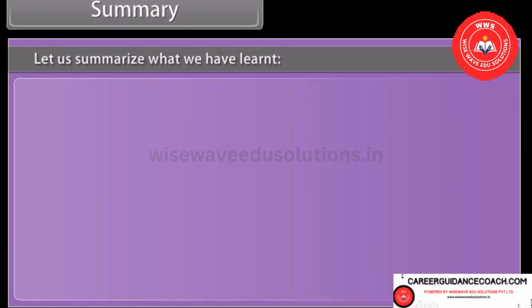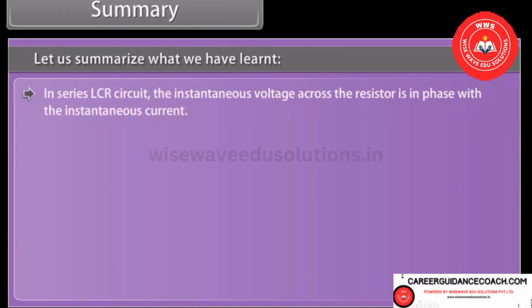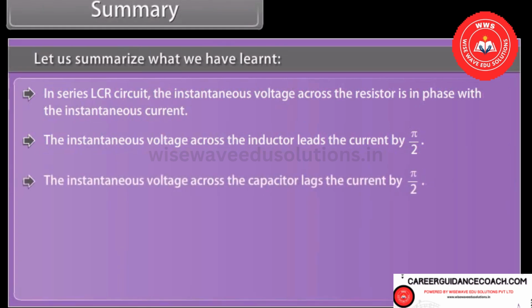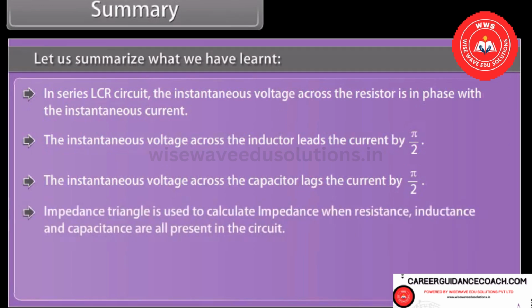Summary. Let us summarize what we have learned. In a series LCR circuit, the instantaneous voltage across the resistor is in phase with the instantaneous current. The instantaneous voltage across the inductor leads the current by pi/2. The instantaneous voltage across the capacitor lags the current by pi/2. Impedance triangle is used to calculate impedance when resistance, inductance, and capacitance all are present in the circuit.